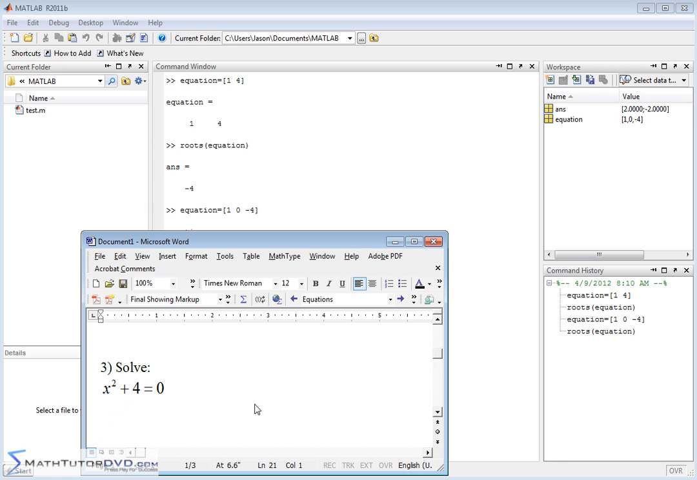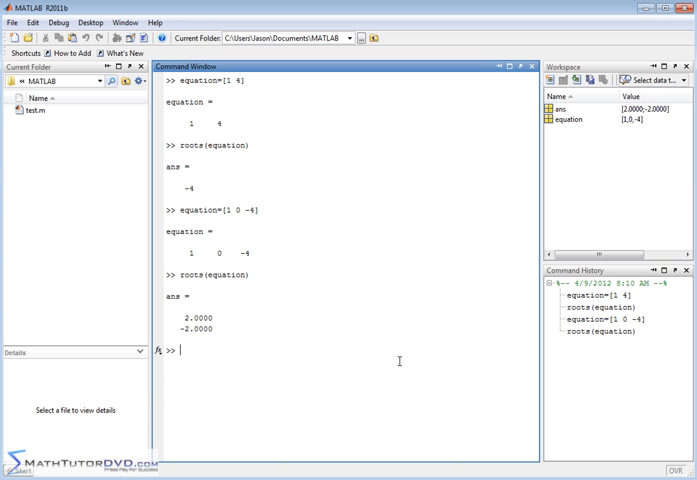Let's go to the next one. The only difference between this one and the last one is we changed the sign. Now it's x squared plus 4. So I'm going to hit the up arrow key and retrieve the last command, and do it one more time to retrieve the command before that, so that I can take this minus sign and make it a plus. That's all that's different between this problem and the last. I'm going to hit enter. We've defined the polynomial we're trying to find the roots of, and then we do the roots of the variable equation that we just defined.